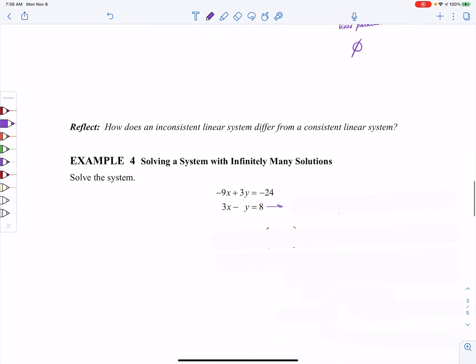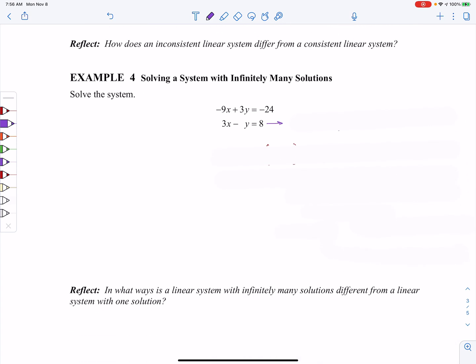In example 4, we are solving a system with infinitely many solutions. So in this particular case, I chose to use substitution method, and I did because of the fact that I have a variable that's almost alone. So I just simply rearranged the second equation to get 3x minus 8 is equal to y. And then I took my y and I plugged it in. I substituted what it was equal to for this y up here.